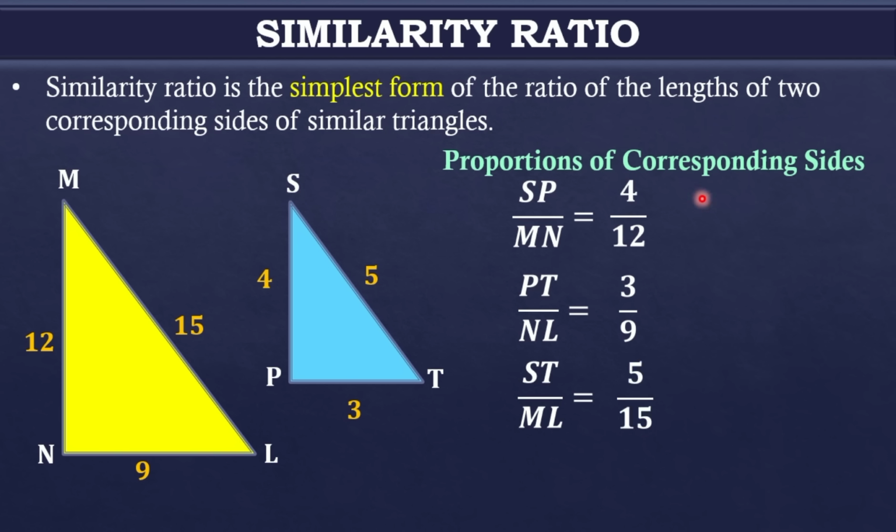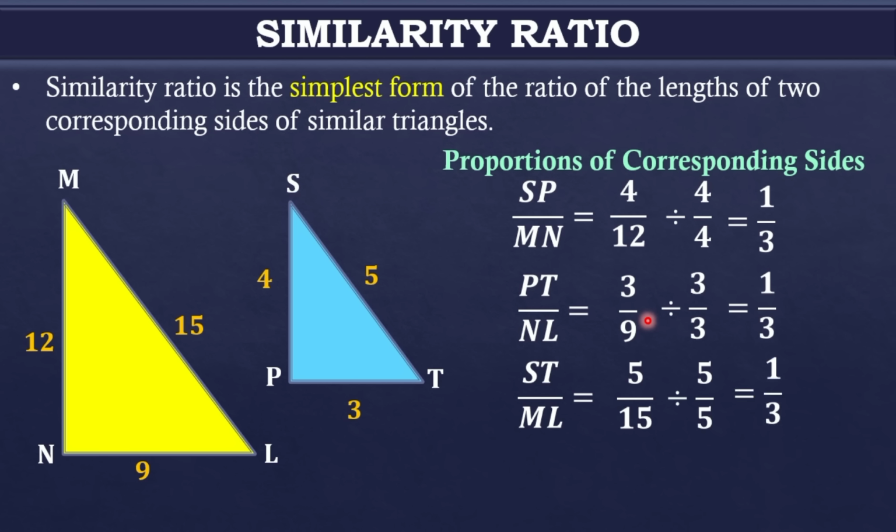Now, kunin po natin ang kanilang lowest term by dividing the fraction into their GCF. So, the GCF is 4. So, this is 4 divide 4, that is 1/3. 12 divide 4 is 3. And then for 3 over 9, this is also 1/3. For 5 over 15, this is also 1/3.